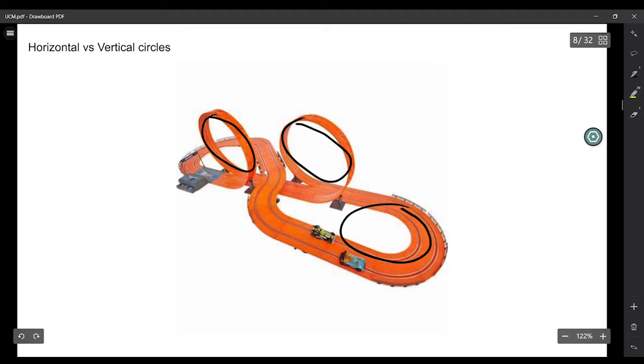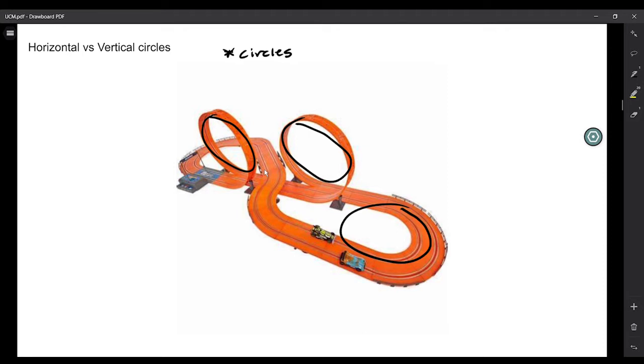UCM deals with circles. We'll get to ellipses and other circular shapes later on with planets. However, with most of your questions on AP Physics 1, it'll just be regular circles. So what's the difference here between the vertical and horizontal circular paths of motion? Well, let's take a look.